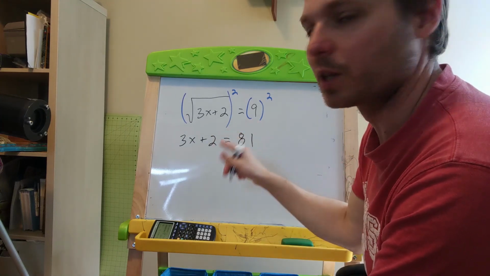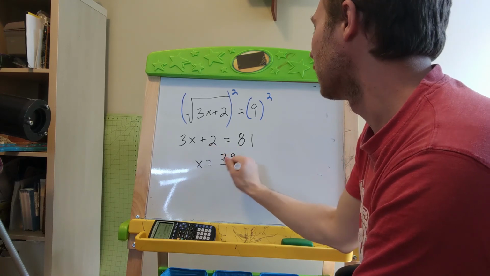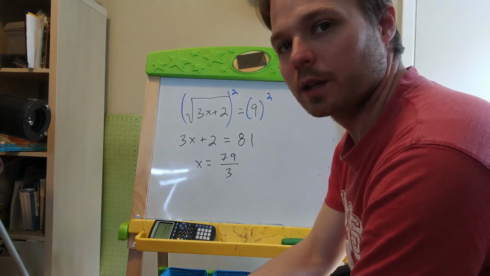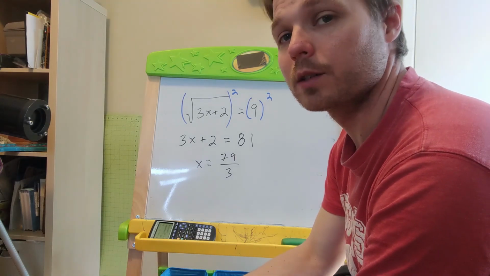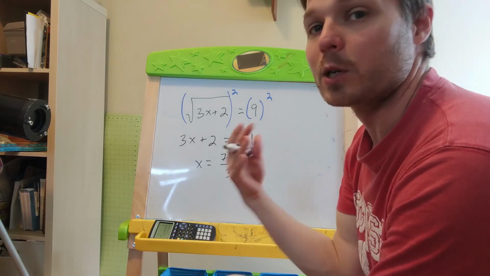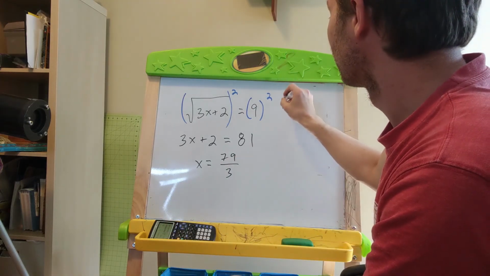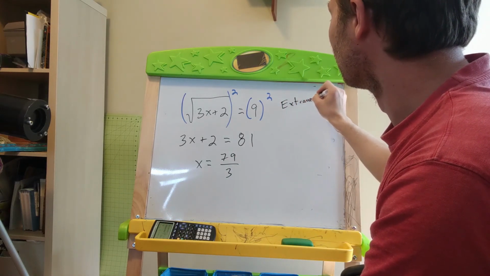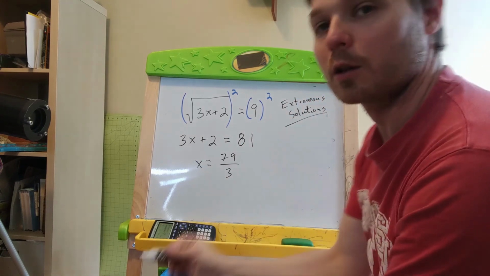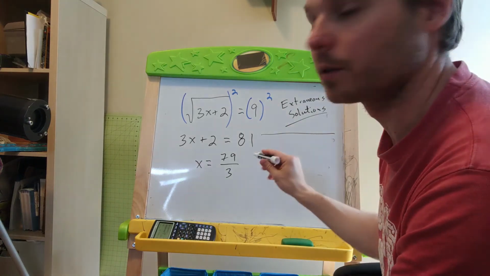All right, now I just got a simple two-step equation, subtract 2, divide by 3. So I'm going to get that this is 79 over 3. Now, the tricky thing about these is you have to check your answer, and I don't mean that in the sense of like you should always check your answer with an equation. I mean you have to check the answer because it's possible to get what we call extraneous solutions. That's a big word that just means fake solutions. In other words, we can get solutions that don't actually work in the equation. I'll show you an example of why that happens in a second.